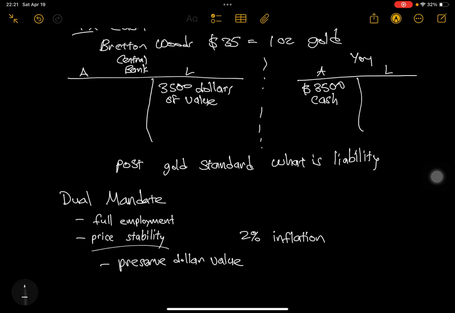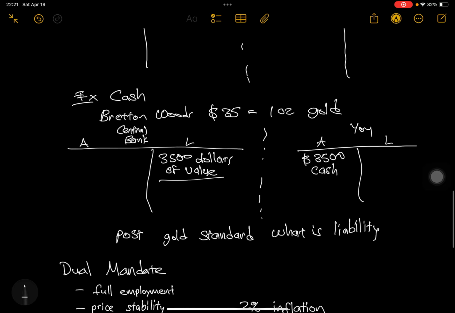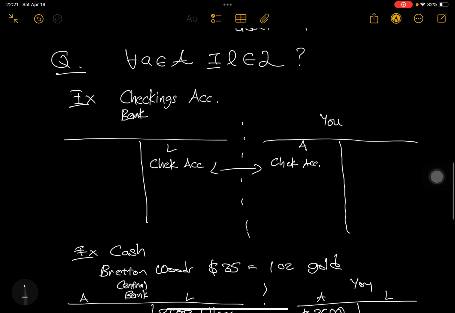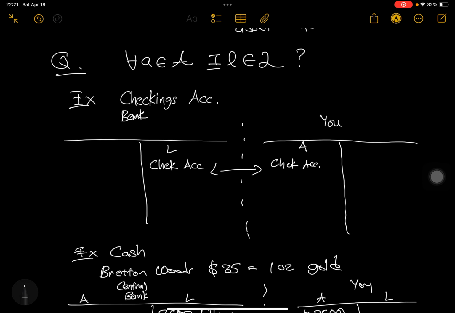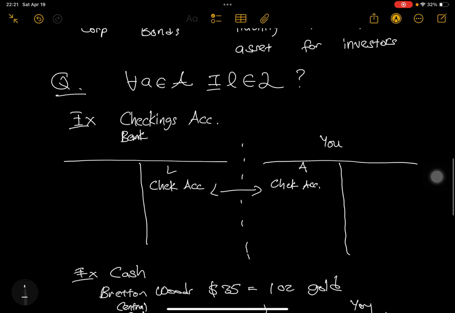So really, when the central bank tries to reach 2% inflation, when they say they want price stability, what they're really saying is they're trying to preserve the value of the dollar, and they're trying to uphold their liability, making sure that everyone that holds dollars is able to obtain a dollar's worth of value. So the dollar, cash and checking accounts are both assets that do have a corresponding liability. Are there any assets that don't have a corresponding liability?